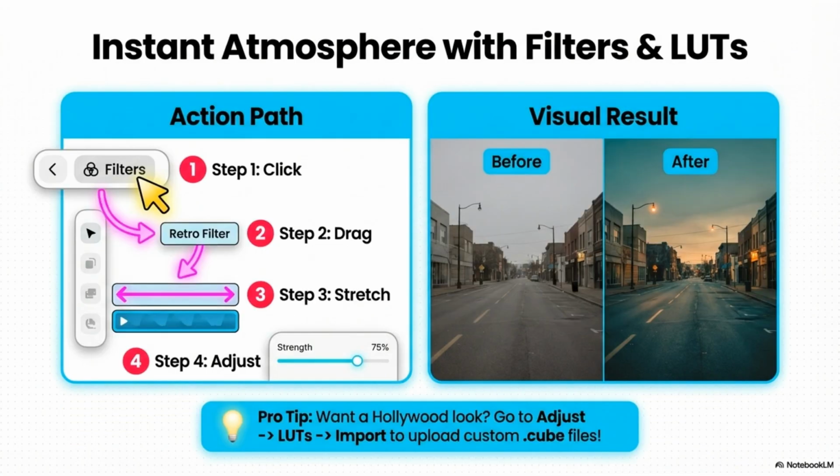Instant atmosphere with filters and LUTs. To get instant atmosphere, follow this action path. Step 1, click Filters. Step 2, drag your chosen filter, like the retro filter, to the timeline. Step 3, stretch the filter block to cover your desired duration. Step 4, adjust the strength slider. Here it's set to 75% to see the visual result. Pro tip, for a Hollywood look, go to Adjust, then LUTs, and click Import to upload custom .cube files.